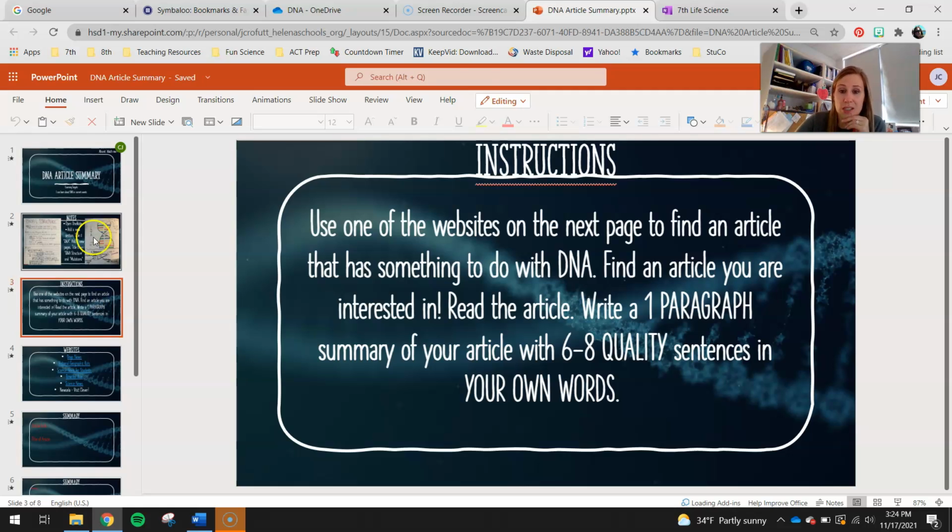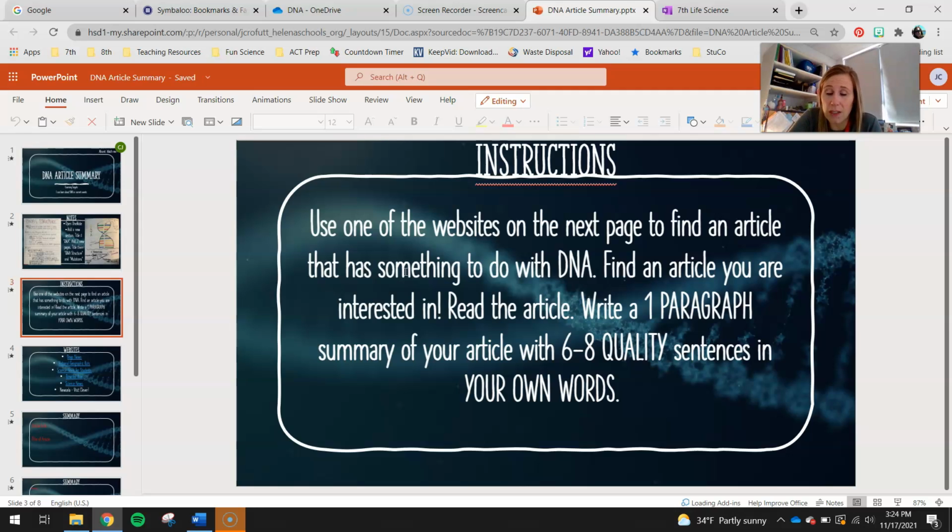So your instructions for this assignment is to use one of the websites on the next page to pick an article that has something to do with DNA. In science, a lot of things have to do with DNA, and that's kind of the whole point, is that you guys observe that DNA is really important in our studies with science. Find an article you're interested in, so obviously you guys want to find something that actually stands out to you and that you might be interested in.